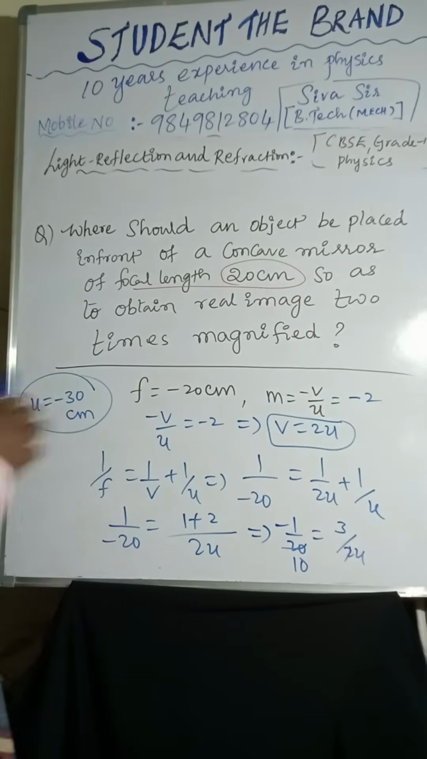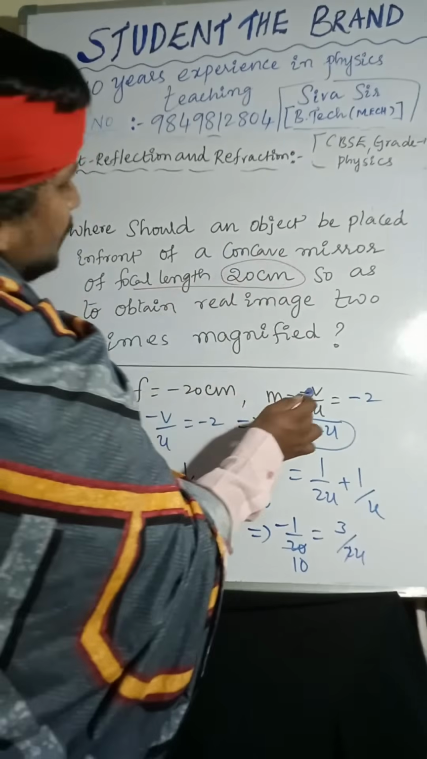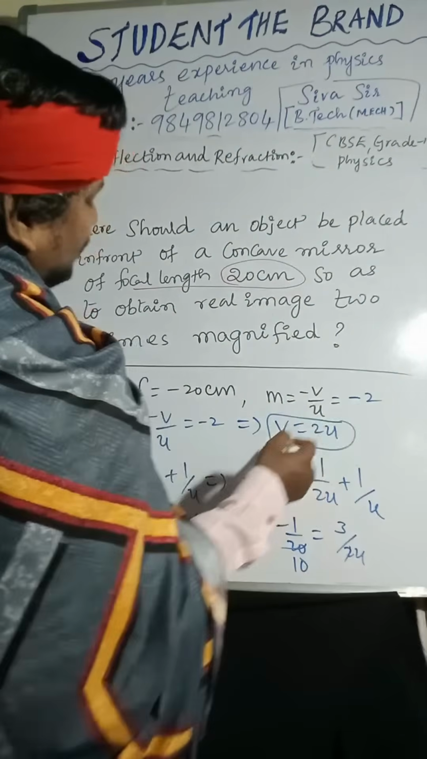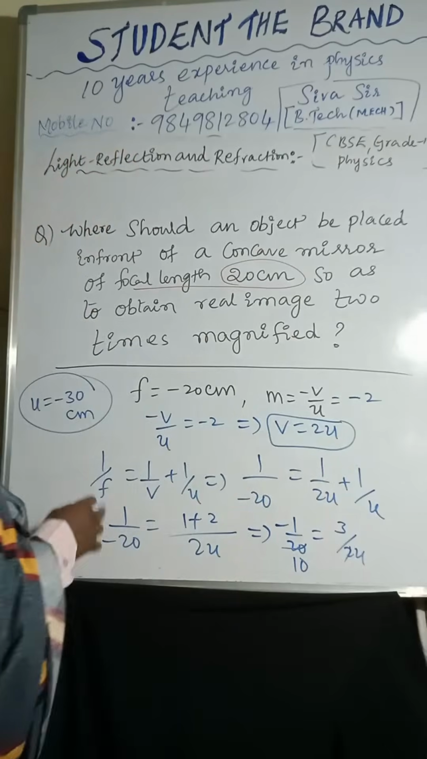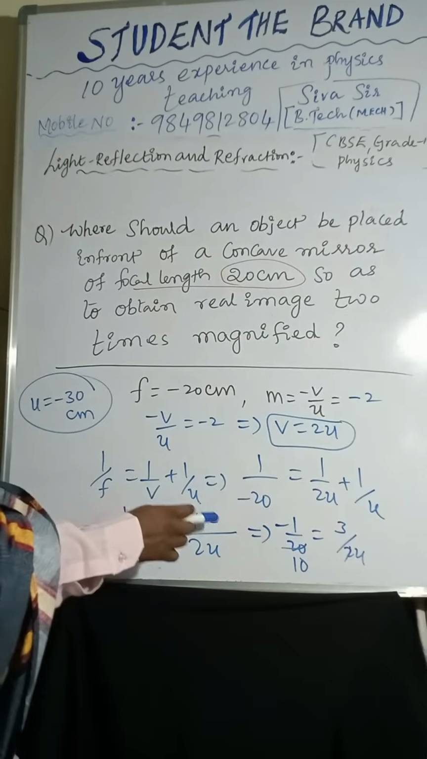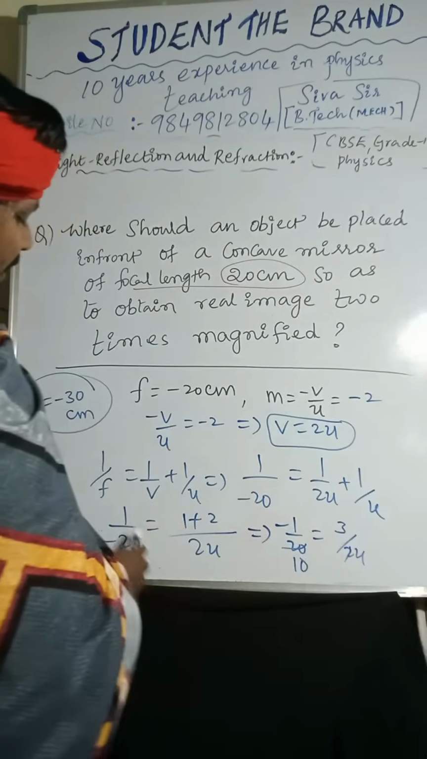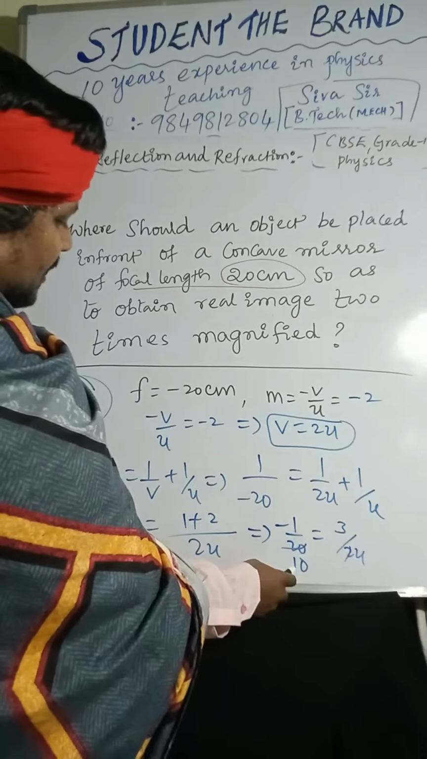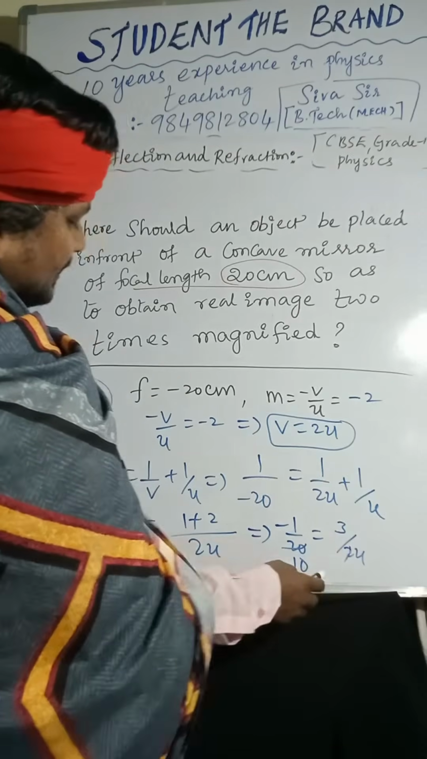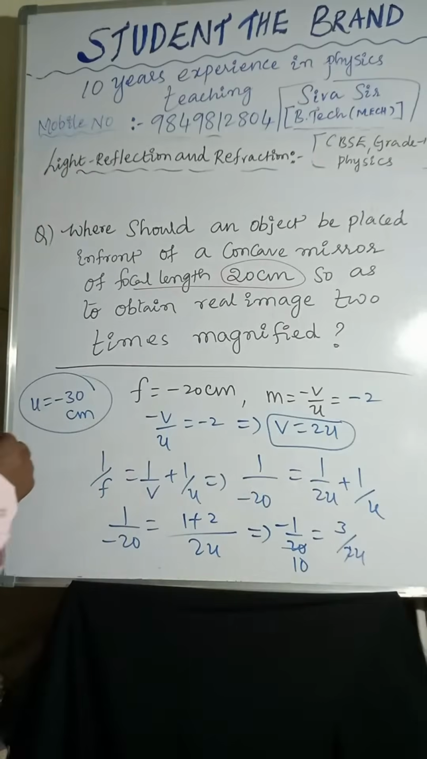So this is about, see, first you have to take focal length minus 20, magnification equal to minus v by u, that is minus 2. So minus v by u equals minus 2, v equals 2u. 1 by f equals 1 by v plus 1 by u. Substituting, you will get 1 by minus 20 equals 1 plus 2 by 2u. Then minus 1 by 20, so the 2 gets cancelled, and you will get u equals minus 30 centimeter.